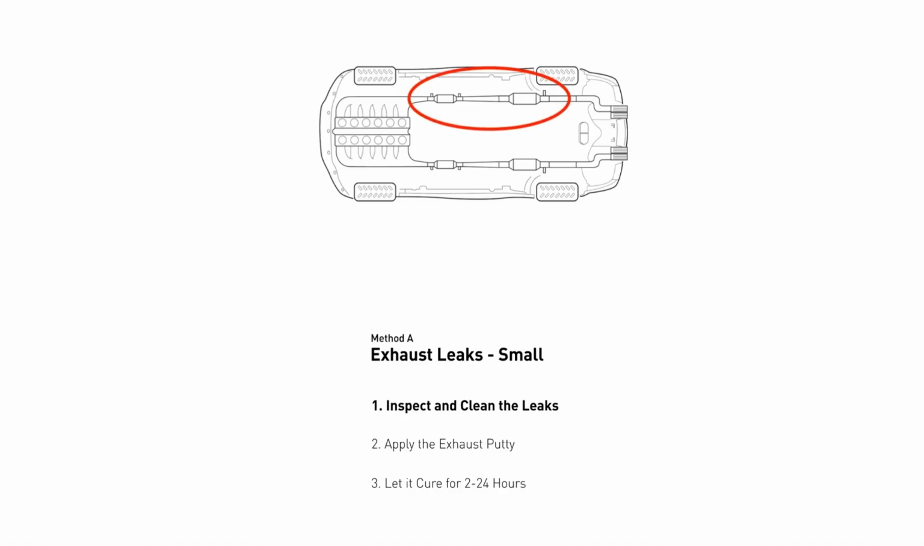Here are two of the most practical solutions to fix Mercedes-Benz's P2096 error code. Method A: exhaust leaks. The exhaust system begins at the engine combustion chambers and runs along the undercarriage of the vehicle, eventually ending with the tailpipe.